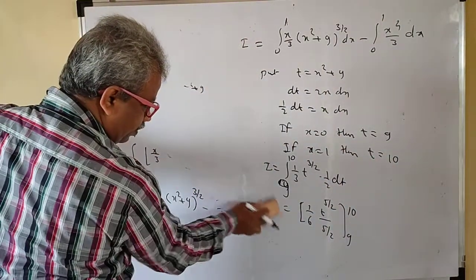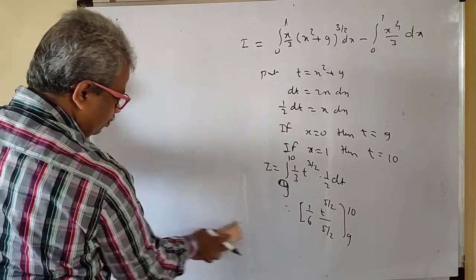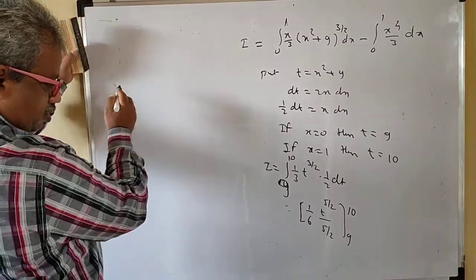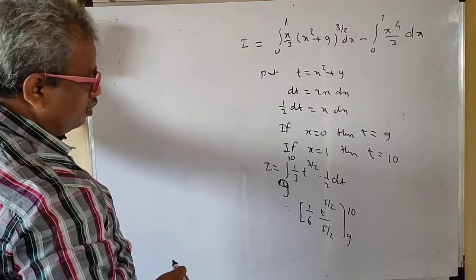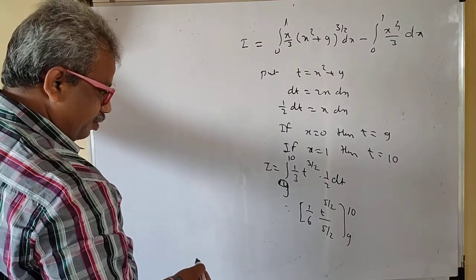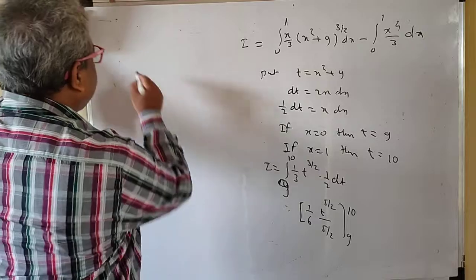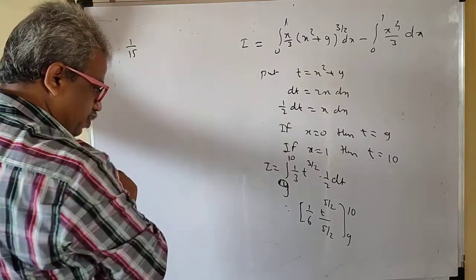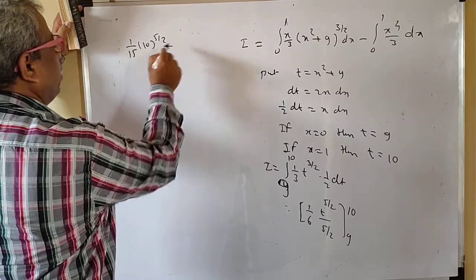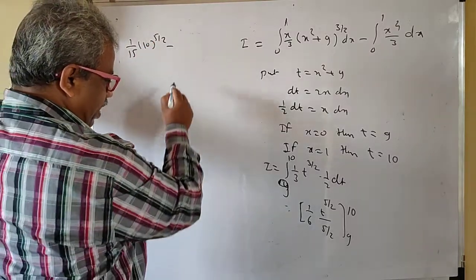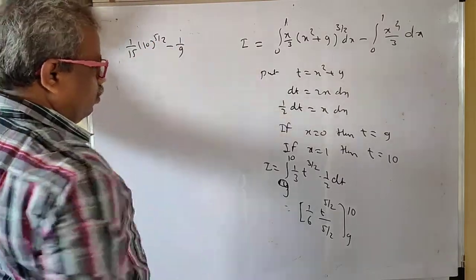Put the value t is equal to 10 now. So if you put t is equal to 10, what happened then? This is 2 by 15, 1 by 15, 10 raised to 5 by 2, minus 1 by 15.